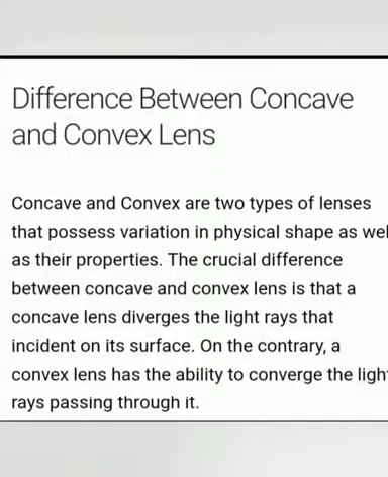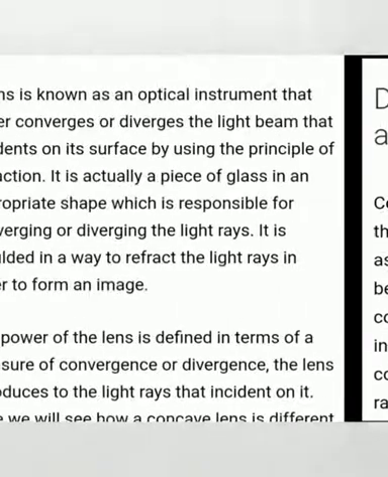We see the differences between concave and convex lens. Concave and convex are two types of lenses that possess variation in physical shape as well as their properties. The crucial difference between concave and convex lens is that a concave lens diverges the light rays that are incident on its surface. On the contrary, a convex lens has the ability to converge the light rays passing through it.